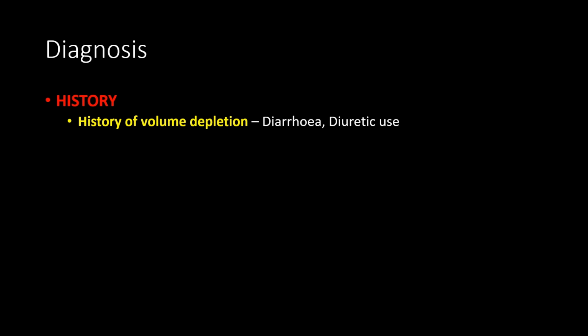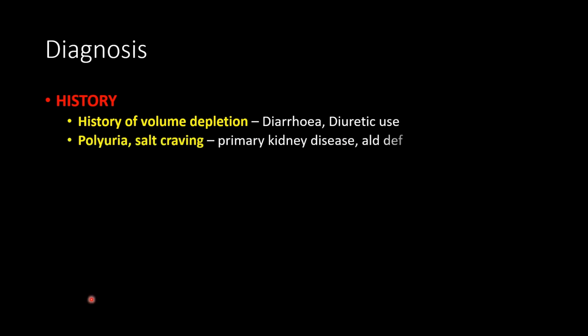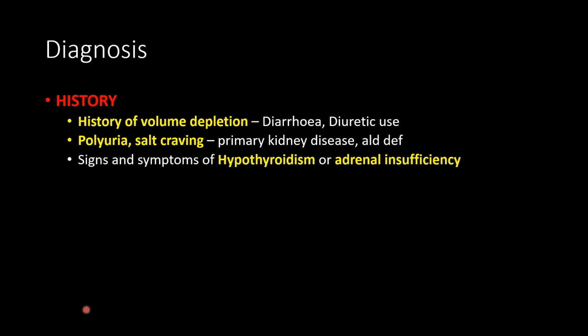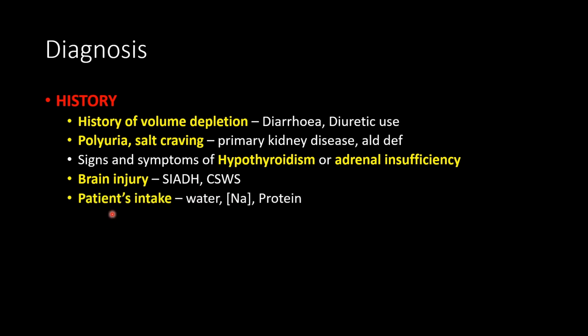So how is hyponatremia diagnosed? Obviously, the first and most important step is the history. If there is a history of volume depletion like diarrhea or diuretic use, we need to remember that. There is polyuria or salt craving in some conditions of primary kidney disease or aldosterone deficiency, that may point to the diagnosis. Signs and symptoms of hypothyroidism or adrenal insufficiency may point towards the diagnosis. And when there is brain injury, there is a high chance of SIADH and cerebral salt wasting syndrome. And when the patient's intake of water, sodium, and protein is documented, that will help us in our diagnosis.